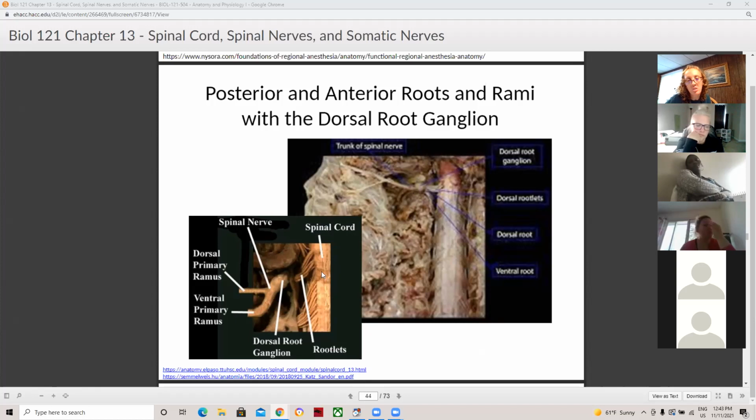Looking here, different picture, almost the same material. Here's the spinal cord. Here's the rootlets. Here's the dorsal root ganglion. Here is the posterior rami. Here's the anterior rami. Looking here, here's the dorsal root ganglion. Here's the posterior rami. This is my guess, just looking at this picture, this is the anterior rami. Questions?